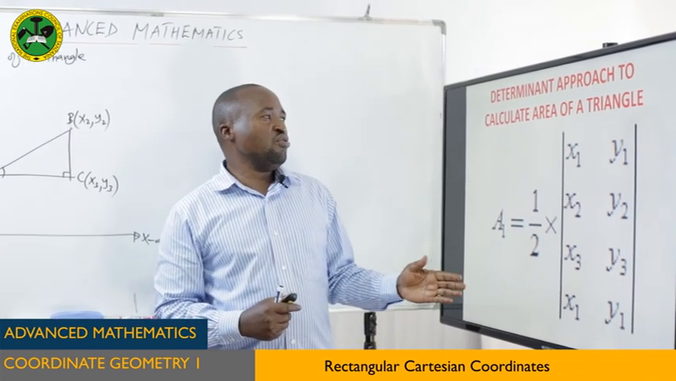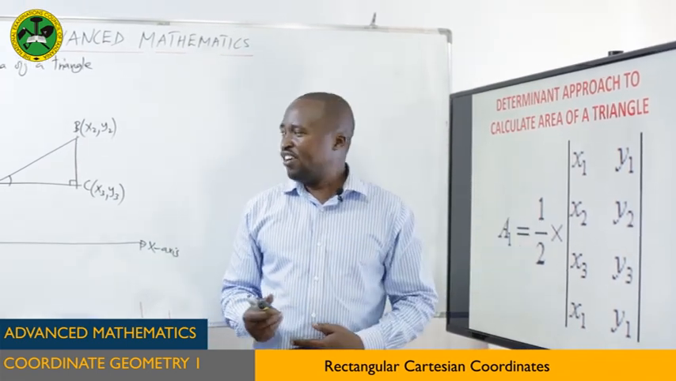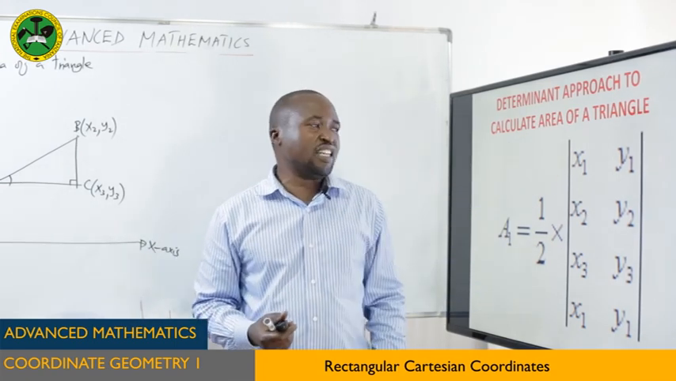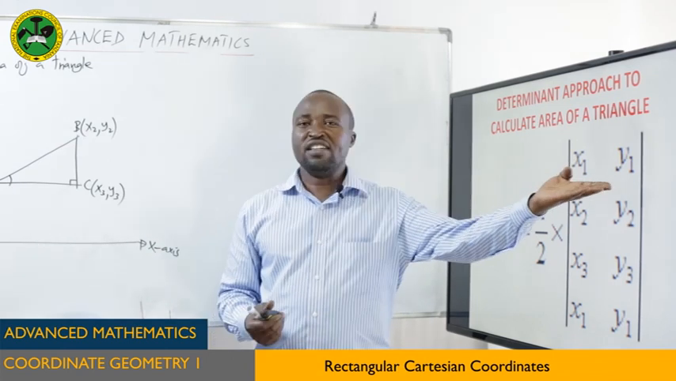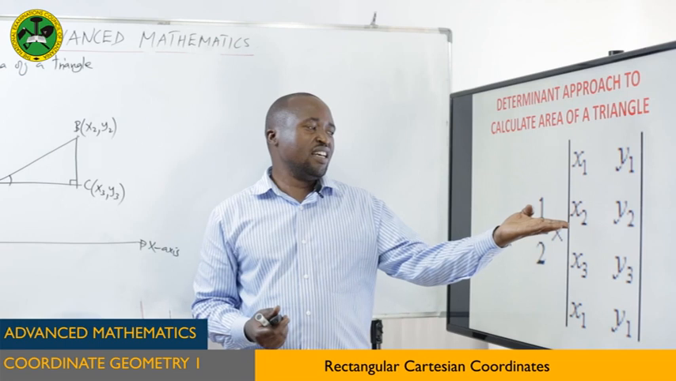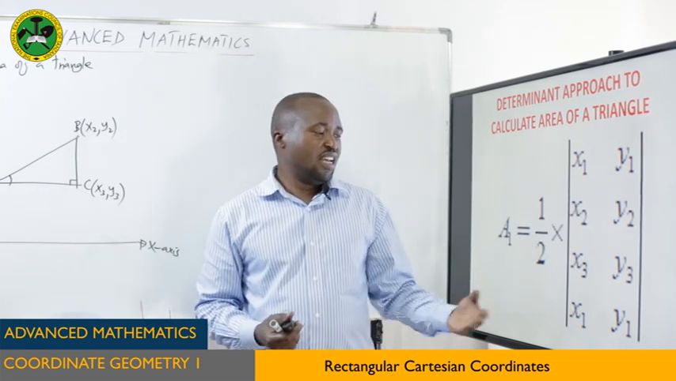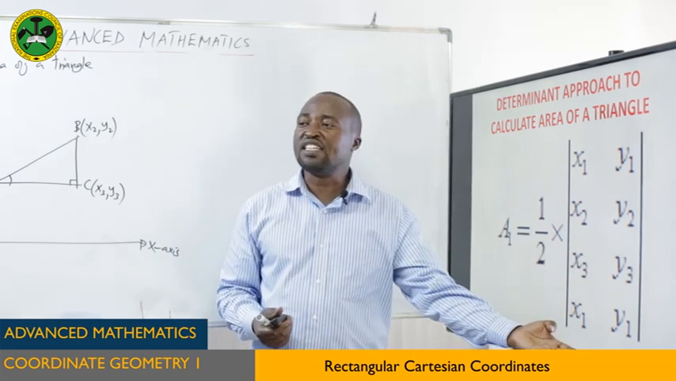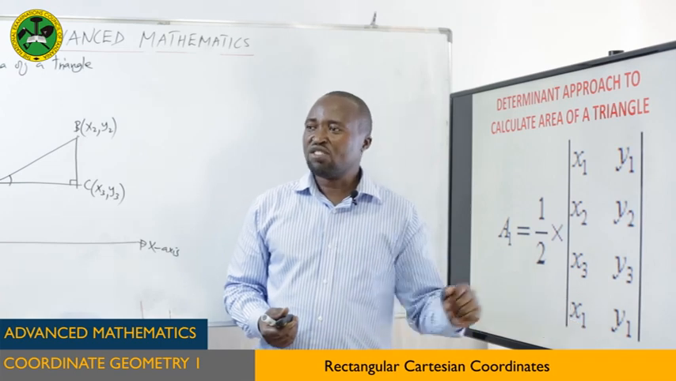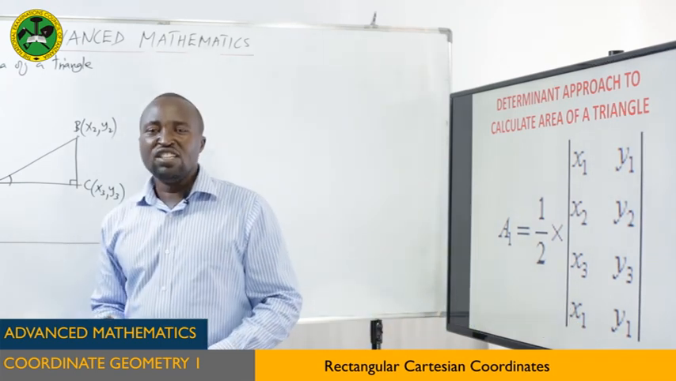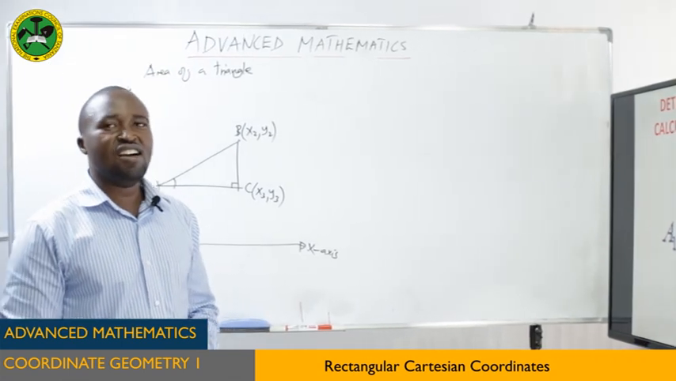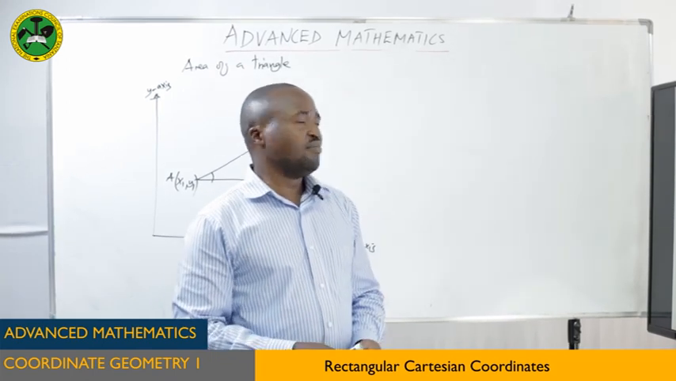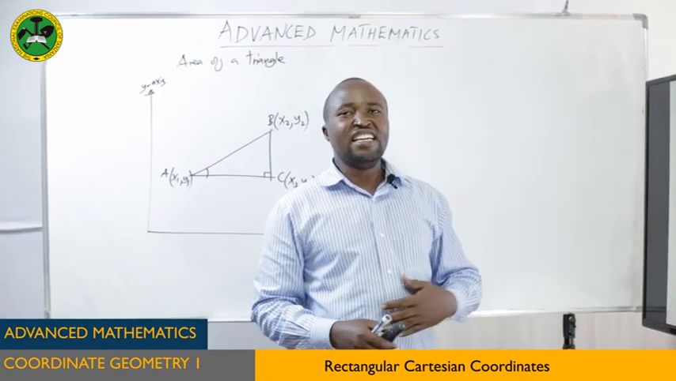Then we use the determinant approach to calculate the area. With the determinant approach, we start with the first coordinate, that is x1, y1. We proceed with x2, y2, the second coordinate. The third coordinate, that is x3, y3, but we repeat the first coordinate, x1, y1. So that is the general formula that is going to help us compute the area of a triangle. Now, my dear student, let us see the review question, that is to find the area of a triangle.